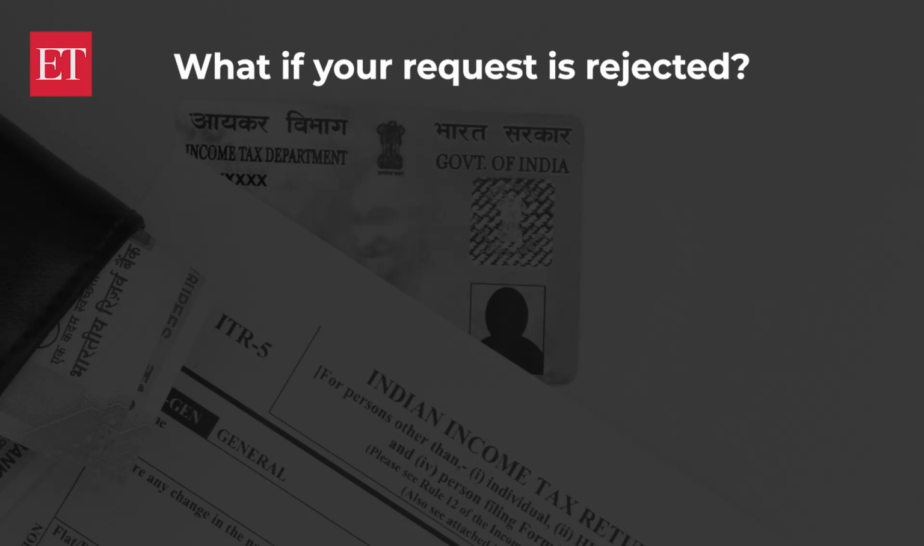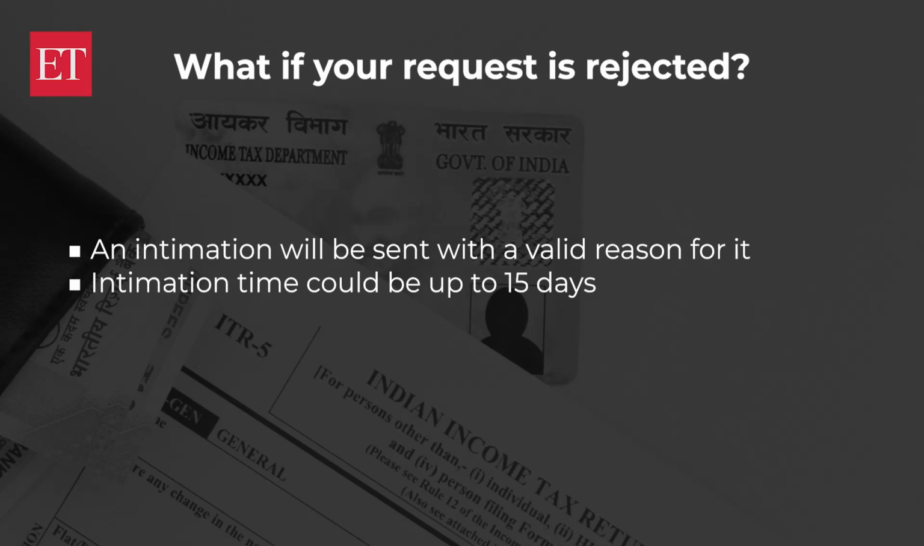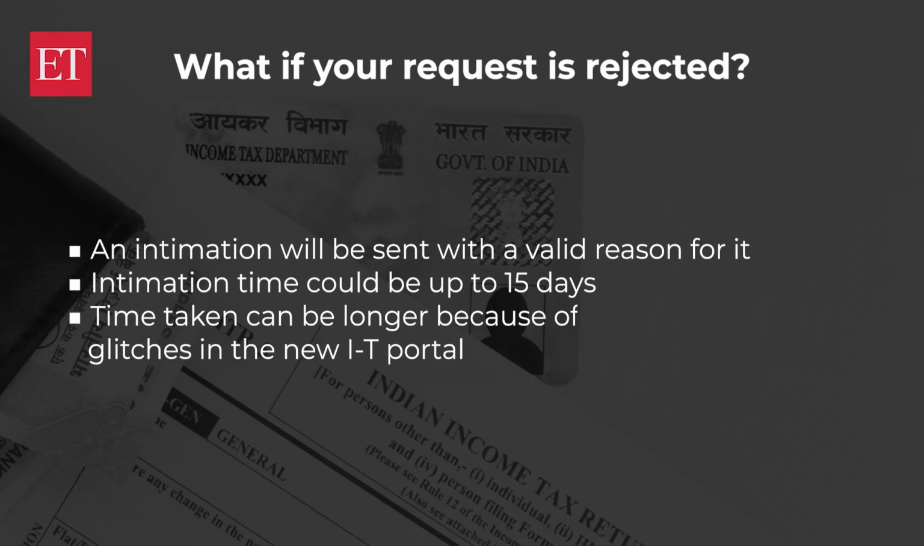What if your request is rejected? In case of rejection, an intimation for the same is sent along with a valid reason for it. Accordingly, the taxpayer should take the necessary rectification measures. The estimated time for such intimation of approval or rejection depends upon the time taken by the jurisdictional assessing officer to verify. It can go up to 15 days. However, considering the ongoing technical glitches in the new income tax portal, the time taken can be longer.